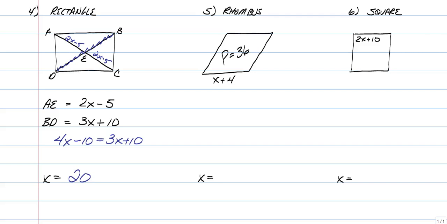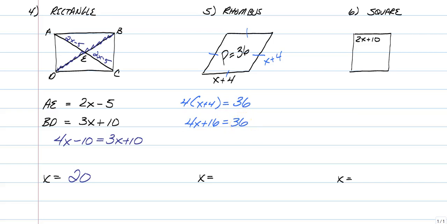Number 5 says that we have a rhombus. Now, the special property of a rhombus you need to know for this problem is the fact that all 4 sides are congruent. So you can approach this 2 different ways. You can multiply x plus 4 by 4, because what you're really doing is just saying that every single side is x plus 4. So you can multiply x plus 4 times 4 and set it equal to the perimeter of 36. And you'll get 4x plus 16 is equal to 36.